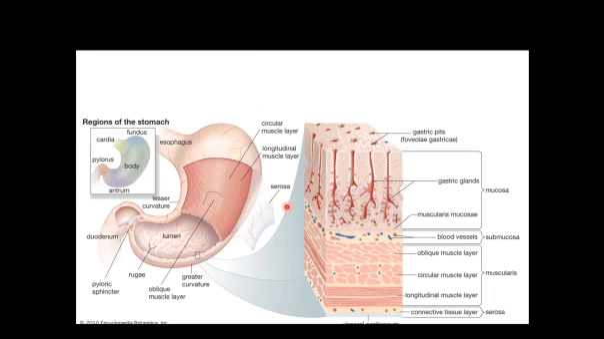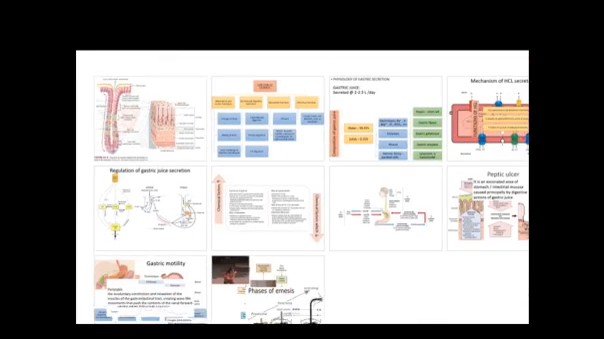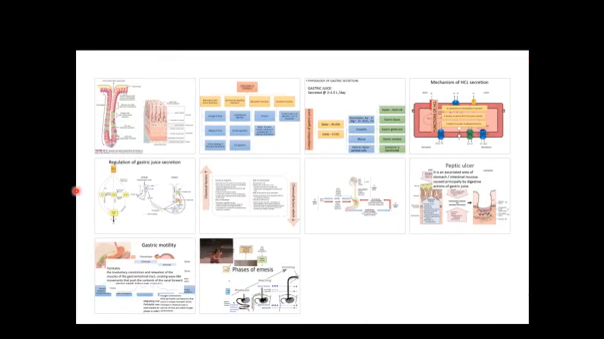Okay, so now coming to the muscular layers present inside the stomach. It has three types of fibers. The outermost are the longitudinal fibers, the middle are circular fibers, and innermost are oblique fibers. So it has three muscle layers: outermost is longitudinal muscle, middle one is circular muscle, and innermost is the oblique muscle. That's about the functional anatomy of stomach.